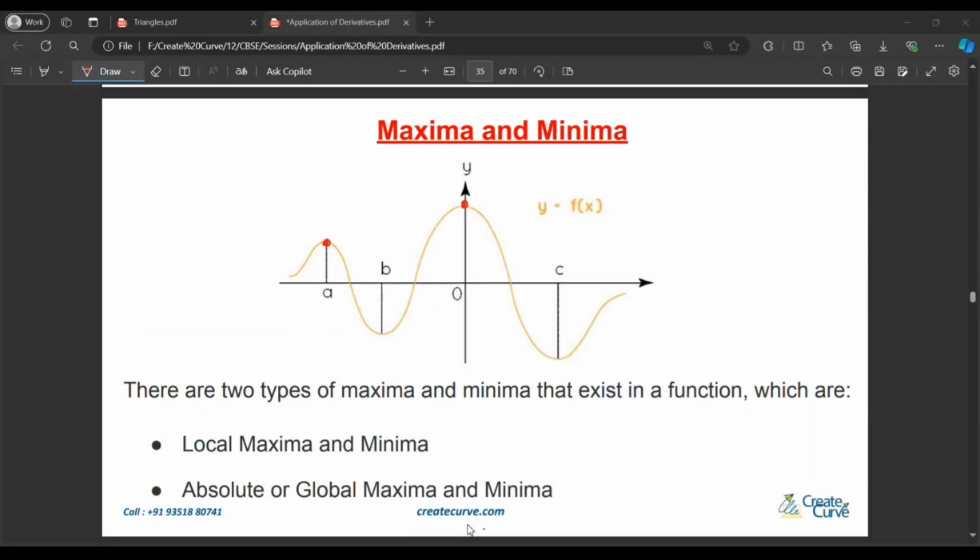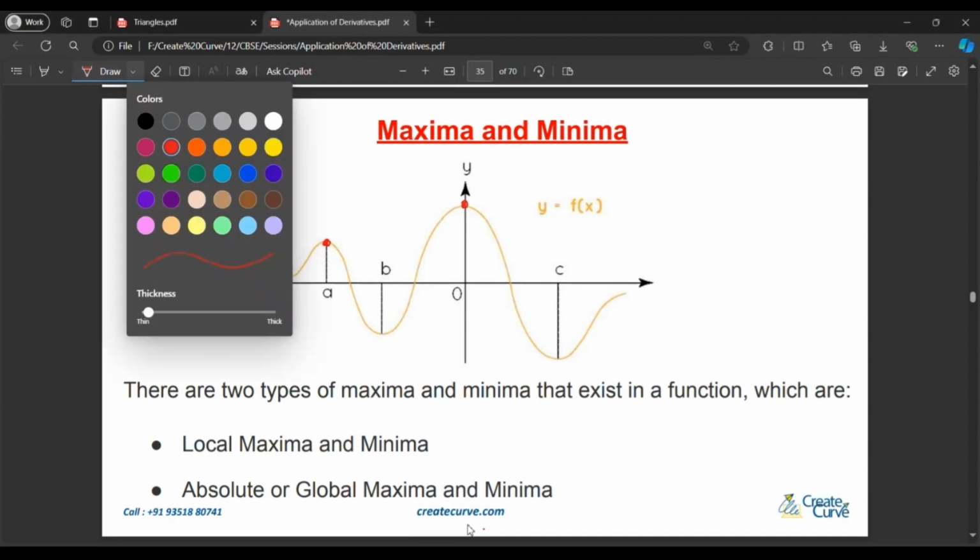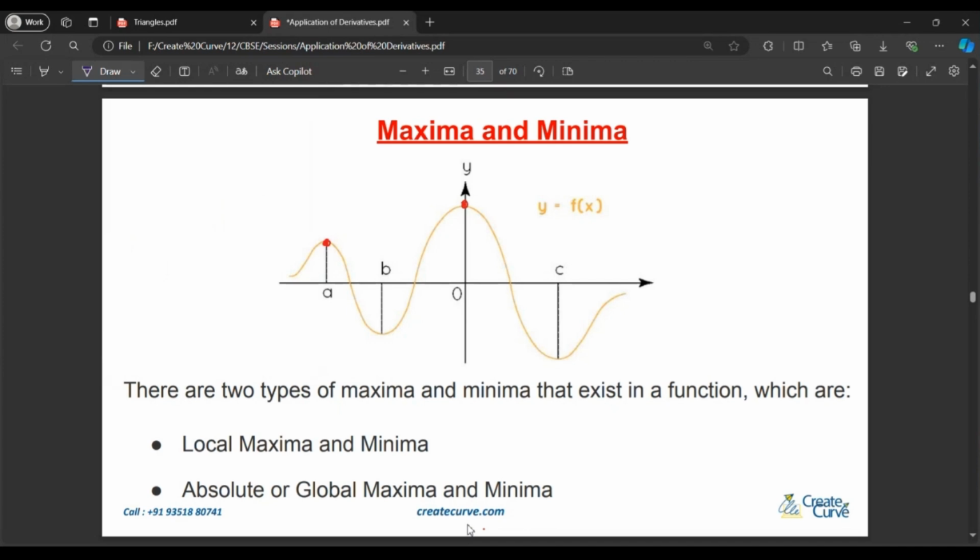In the graph, you can see the maximum points. What are the minimum points? We can see that this is the minimum point and this is the minimum point. Absolute maxima, or global maxima, means the point which is at the highest in the graph. Same goes for the global minima.